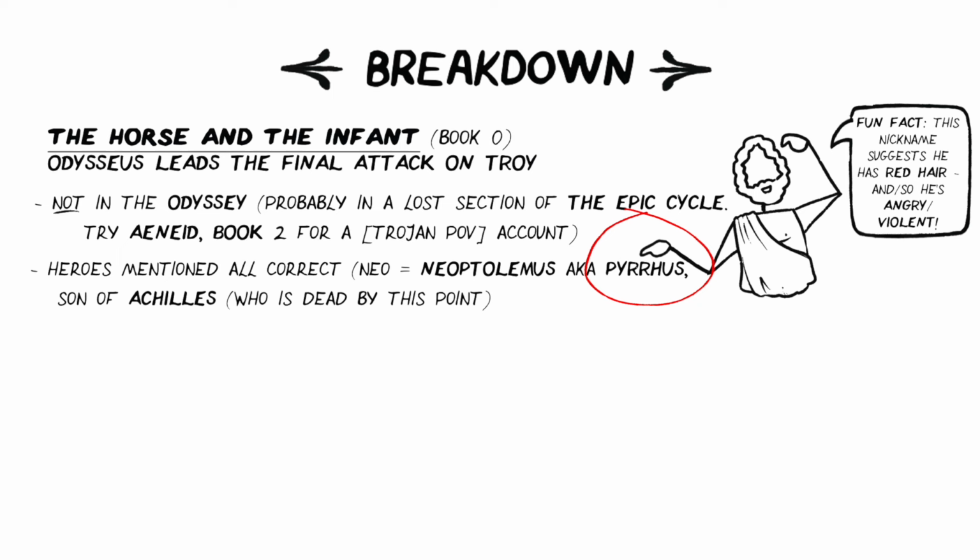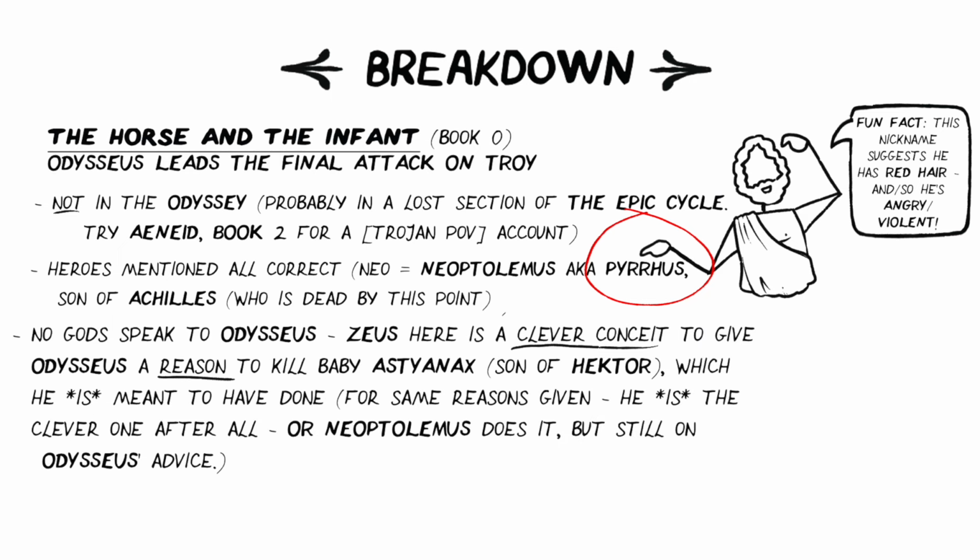I have been bullied about it since a child and been accused of having a temper, even though that is definitely not the case. So, no gods speak to Odysseus in this section, we think, but Zeus here speaking to Odysseus is a very clever conceit to give Odysseus a reason to kill baby Astyanax, the son of Hector, which he is meant to have done for the same reasons given, because he is the clever one after all. He's the one who would think of this. Or in other versions, Neoptolemus does it, because Neoptolemus is crazy, awfully, brutally violent. But it's still on Odysseus's advice.